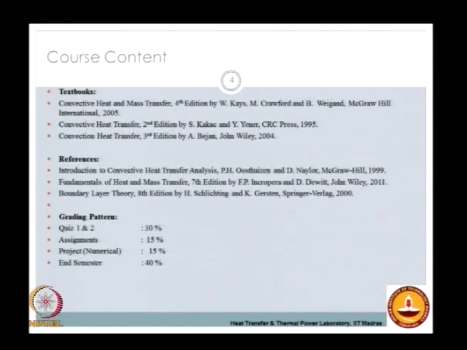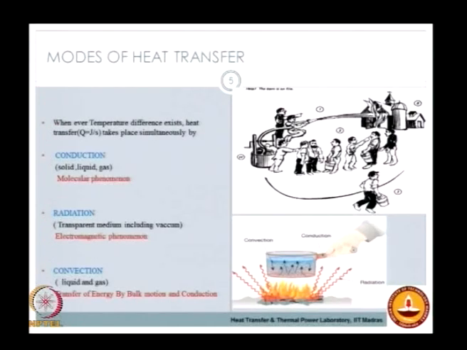So totally, out of 100% you have an equitable distribution in the assignments and the project, and slightly higher weightage is given to your end semester examination. Okay, so let us get into the introduction of this course.